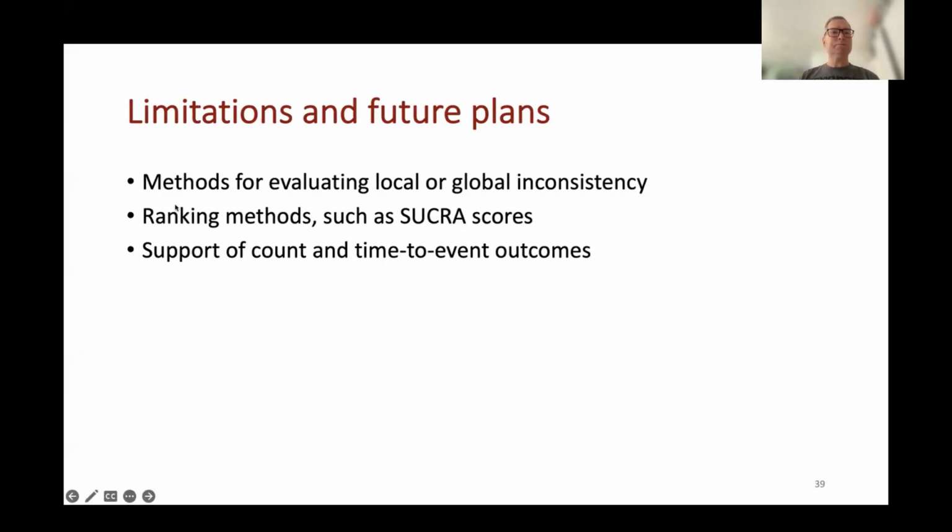Concerning the first two bits, one idea would be to link or to use methods which are available in netmeta, which provide these methods, and also to use them for an output from crossnma, but we did not really work on this already.